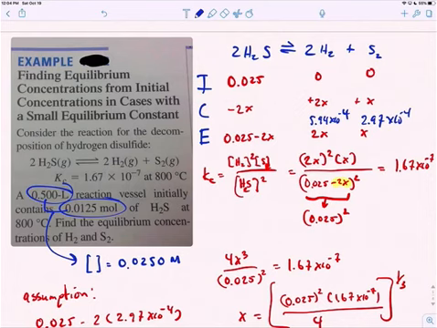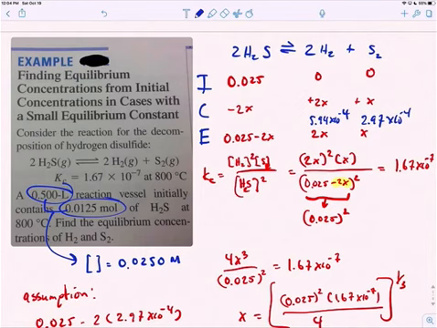So we set up our ICE chart: initial, change, equilibrium. Initially we have 0.025 molar hydrogen sulfide. We have no hydrogen, we have no sulfur. So that means we shift to the right, towards products. We lose 2 times the extent of reaction of hydrogen sulfide. We gain 2 of hydrogen, we gain 1 of sulfur. That means our equilibrium concentration of hydrogen sulfide is 0.025 minus 2 times the extent of reaction. Hydrogen is 2 times the extent of reaction. Sulfur is the extent of reaction.